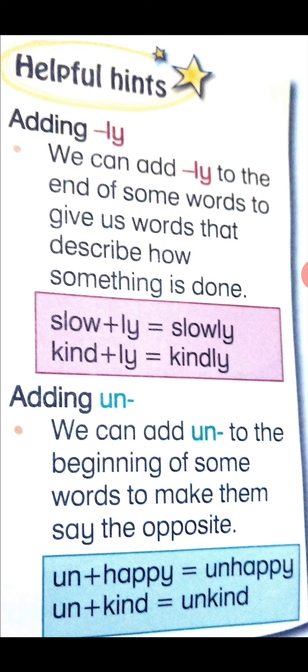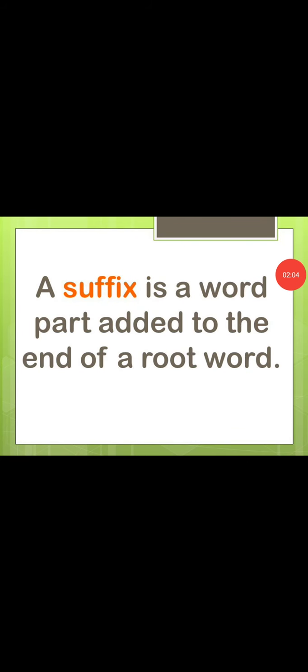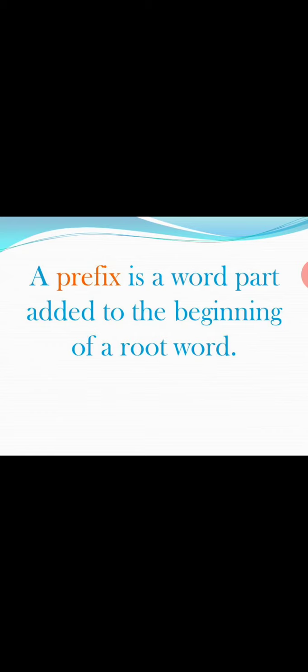Now, what are these ly and un? The ly is an example of a suffix. A suffix is a word part added to the end of a root word. So the suffix that we have today is ly, suffix ly. So we add this word part. It's not a word, it's a word part. We added this suffix ly to the end of the root word, while the prefix is a word part added to the beginning of a root word.